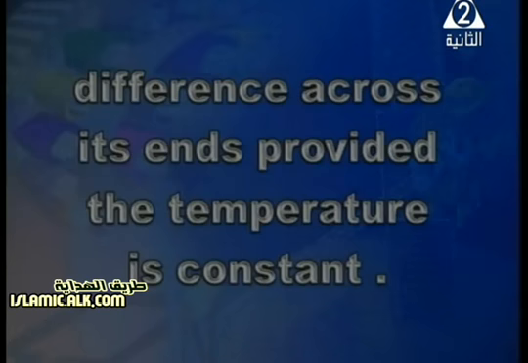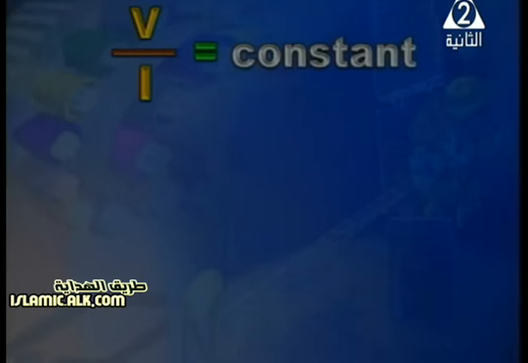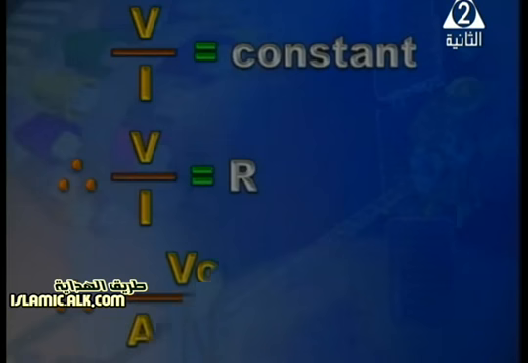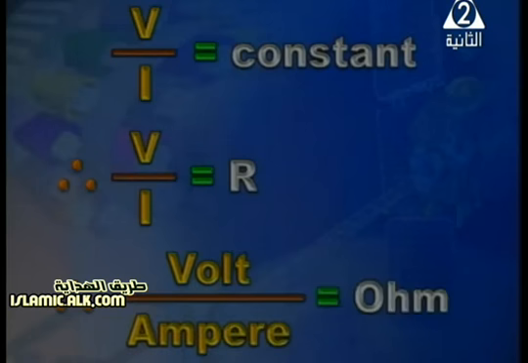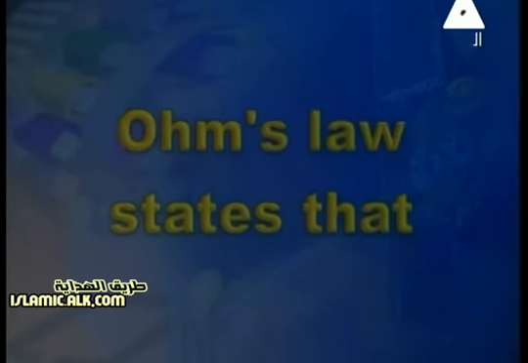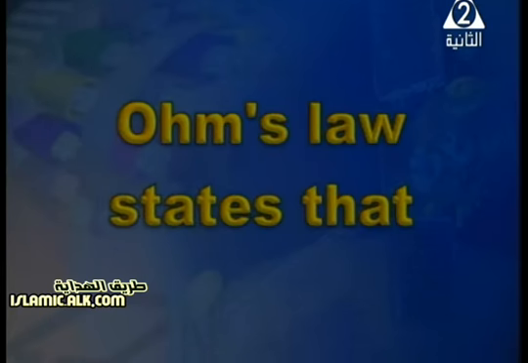This is one thing. Also, we have another statement for Ohm's law. What about the second statement? The ratio of the potential difference across the terminals of a conductor to the current intensity flowing through it is a constant called the resistance of the conductor.